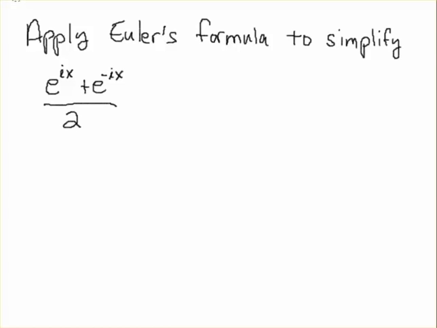Hello students. In this short video we're going to show that this combination of complex exponentials reduces to the cosine function. So we're going to write the cosine function, in other words, as a combination of these complex exponentials.